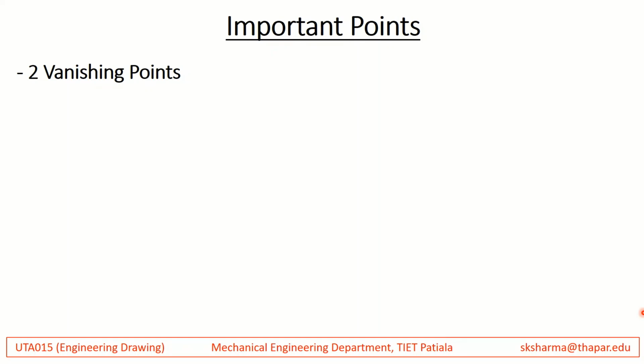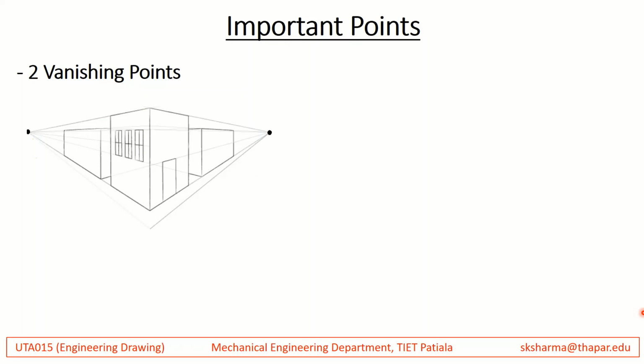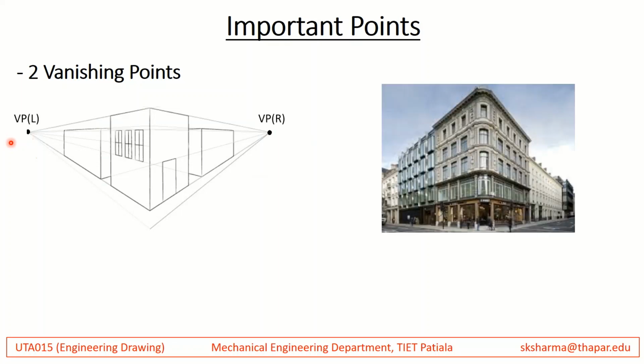vanishing points. So if you have an object like this, a building like this, you can see the two-point perspective will have one vanishing point on this side and one vanishing point on this side, and these will be called the left vanishing point and the right vanishing point. This is another picture, a real photograph of a building, and again we can see that this has got two vanishing points, one on the left, one on the right.